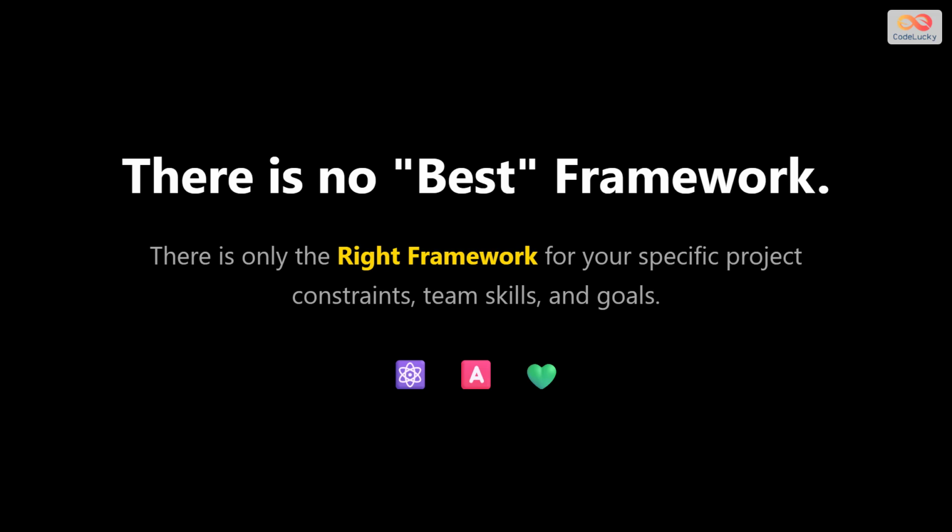In conclusion, there is no single best framework. There is only the right tool for the job. All three are excellent, mature technologies capable of building modern web applications. Your choice should depend on your team's skills, the project requirements, and your personal preference.